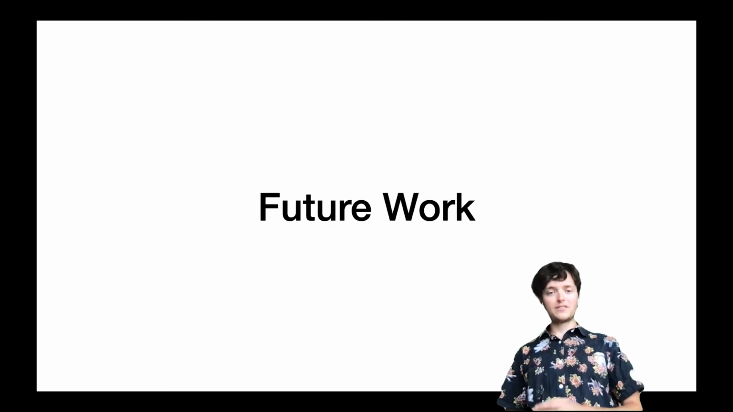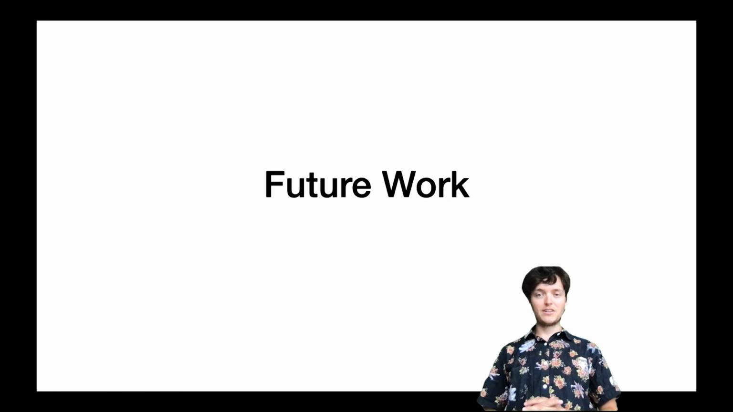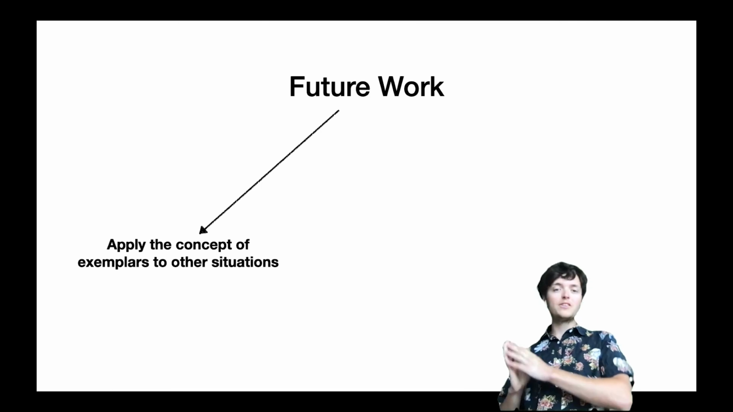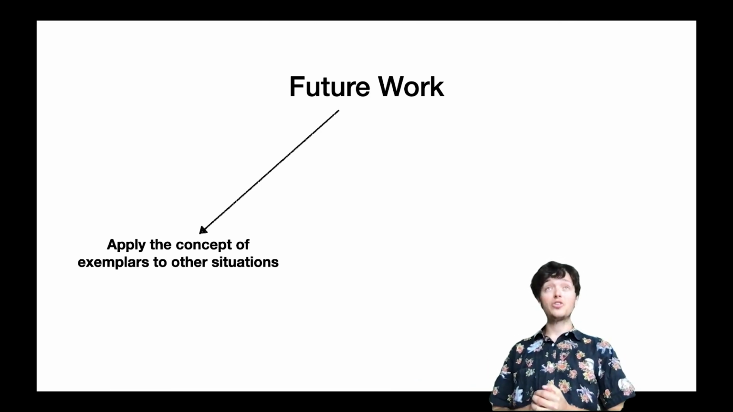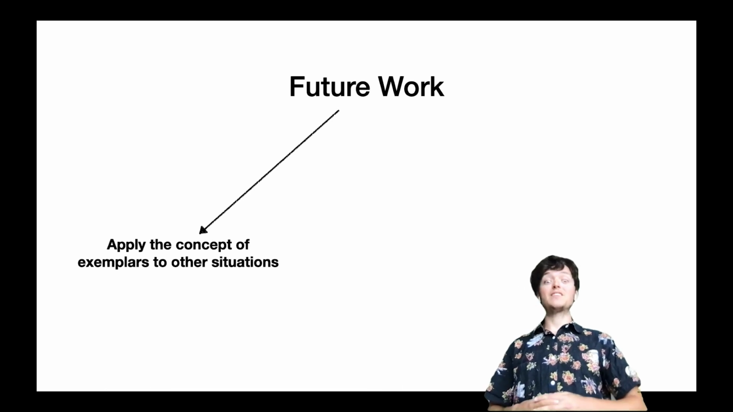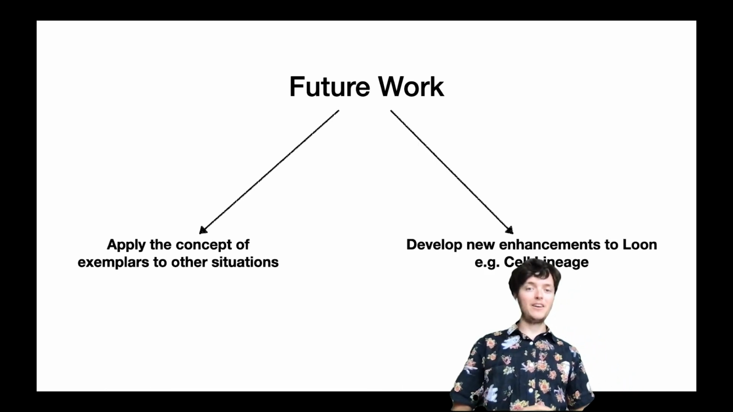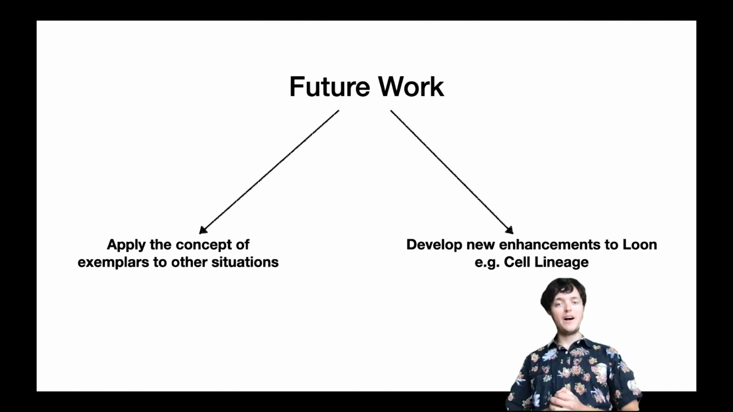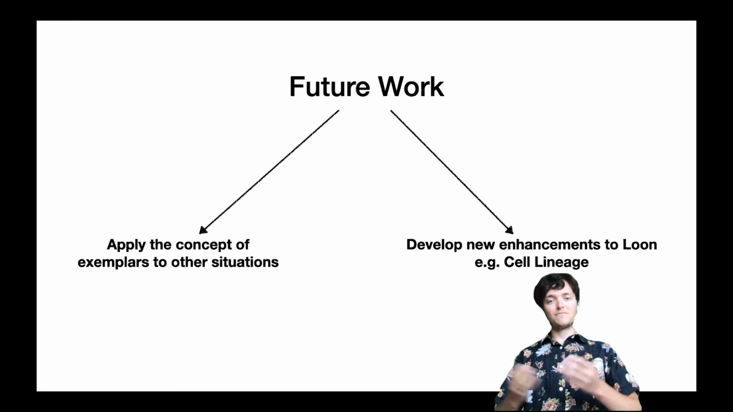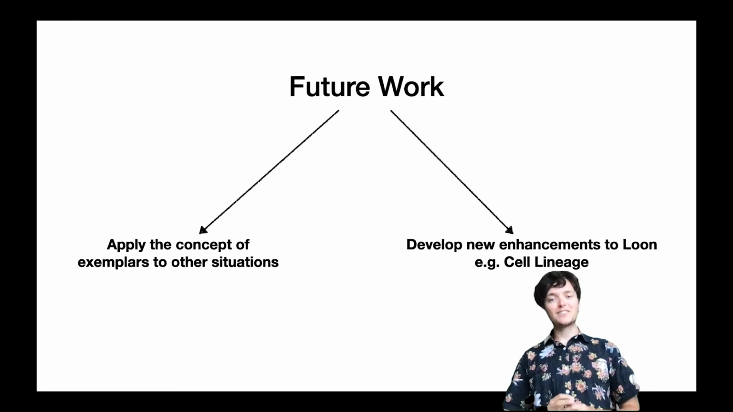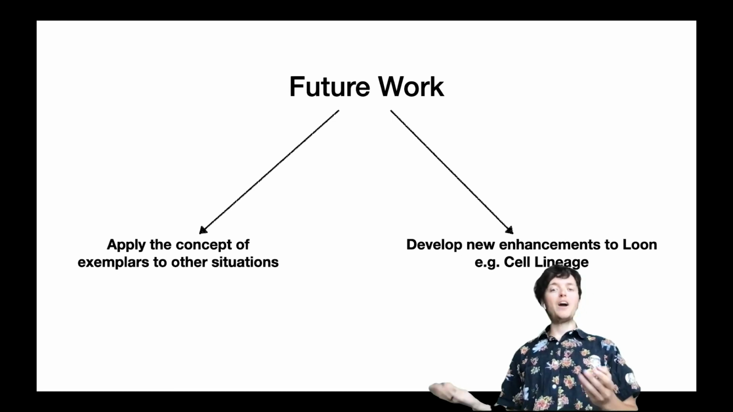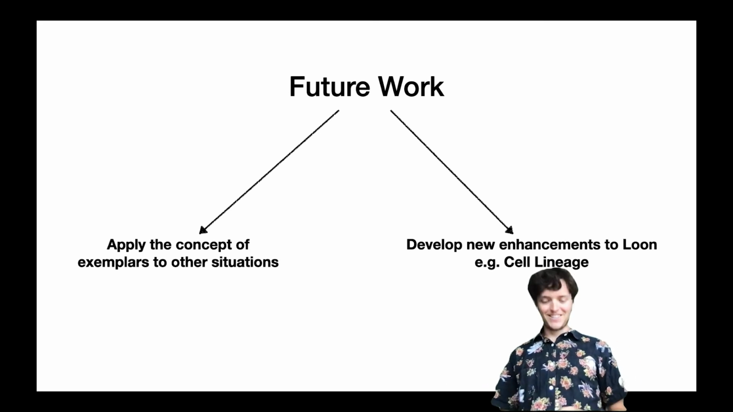So in terms of future work, there's two main paths which we are interested in. One is applying this concept of exemplars to these other situations, so looking at these criteria and considering where else these exemplars could be useful. And the second path is continuing work on the Loon interface, so developing enhancements, and in particular, one area we're interested in is looking at cell lineages, or essentially family histories of cells, and looking at ways that we can visualize that within the tool Loon. And it could be that perhaps there's some middle ground where we do both of these things together, actually.